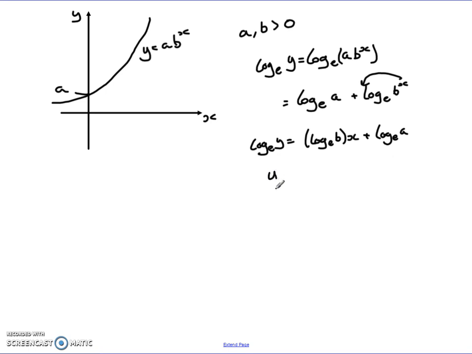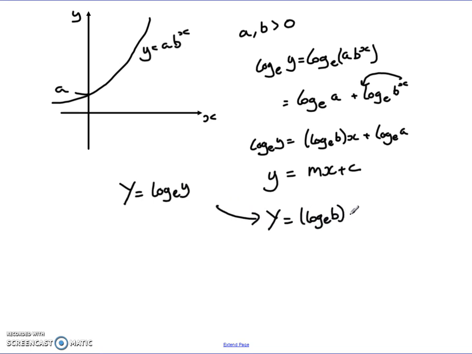Now this almost has a form that we've seen in the past. If you think back to straight lines, we know the formula for a straight line is y equals mx plus c. This has a form exactly like that. What we can do to manipulate it and get it a bit better is state that we have a capital Y and we let that equal log to the base e of y. I can rewrite my equation to be big Y equals log to the base e of B times x plus log to the base e of A.